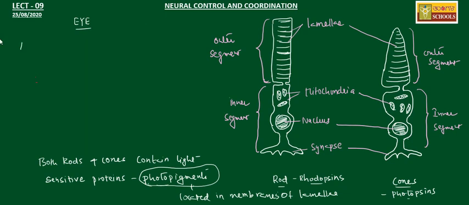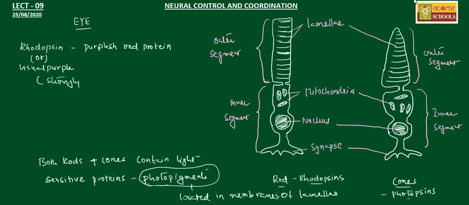Now this rhodopsin is a purplish red protein. This rhodopsin is also called visual purple. It strongly absorbs green blue light, and therefore it appears in the purple color.